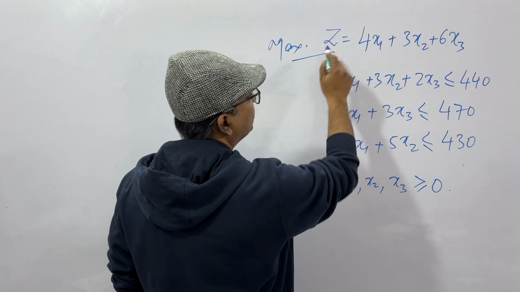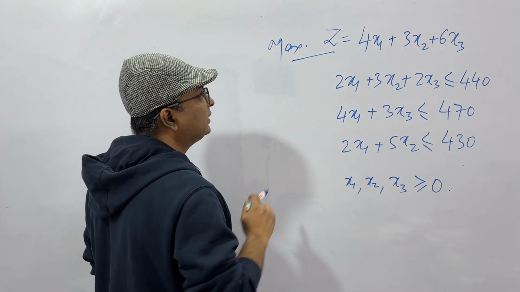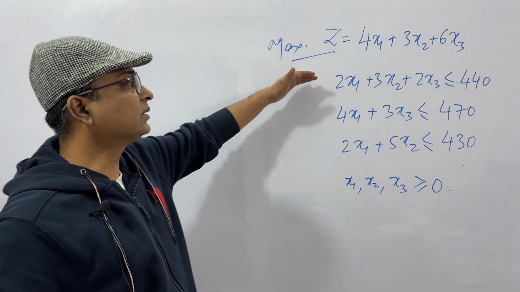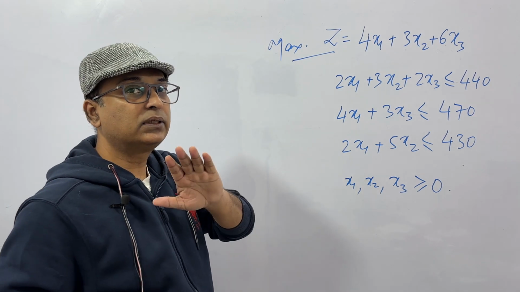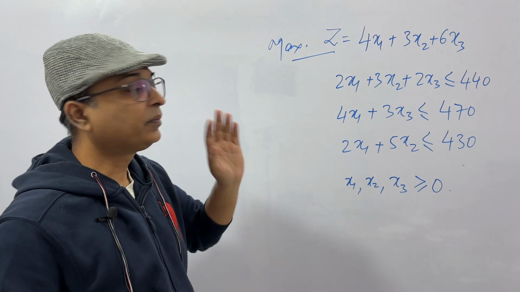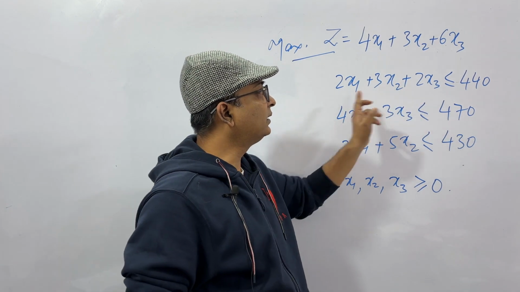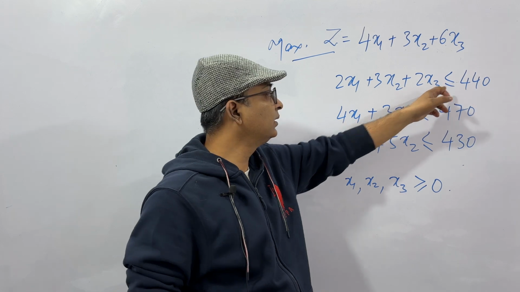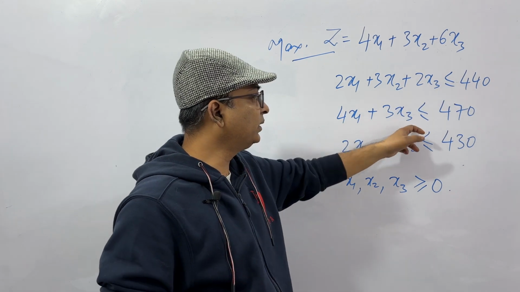We have to maximize, so no need to change to -z. We have to maximize. Okay, now first is this. We have three constraints, so we'll use three slack variables. Let's say s1, s2, s3. Let's use s1 here, that is 2x1 plus 3x2 plus 2x3 plus s1 is equal to 440. Then use s2 here, s3 here.